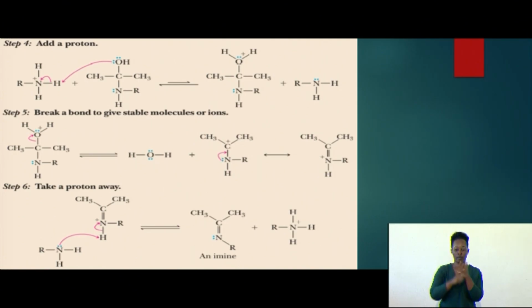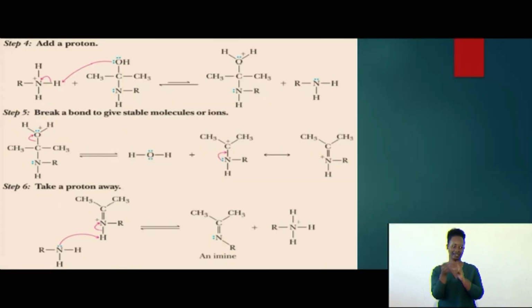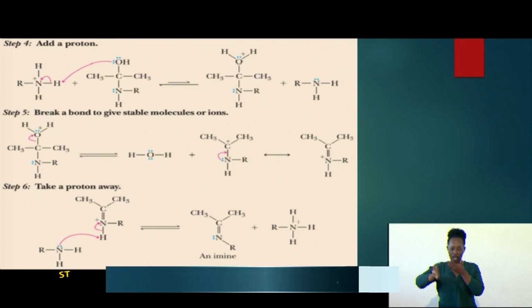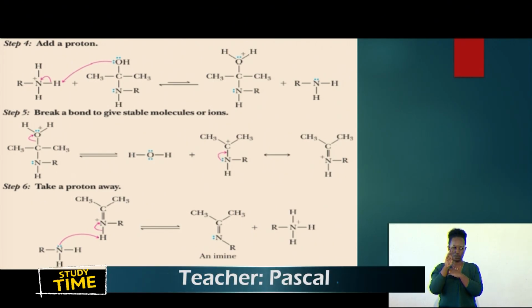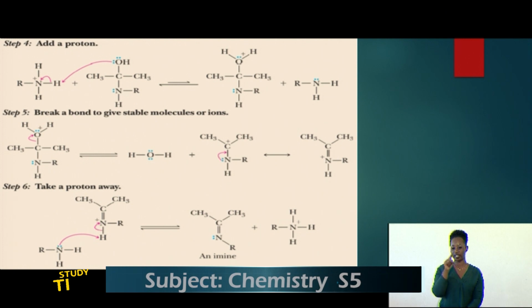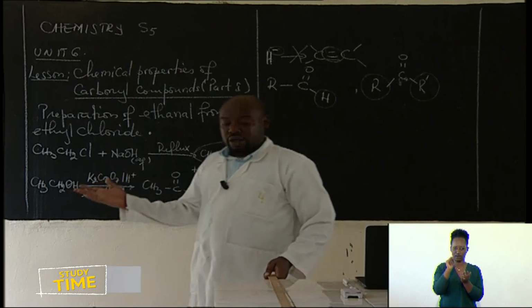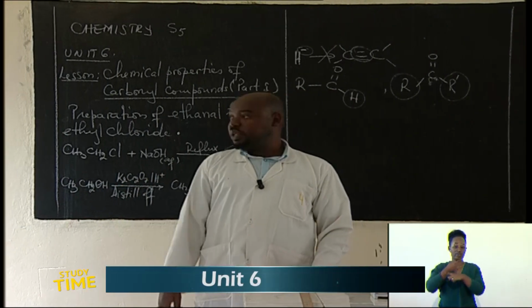What will be the reason why, in the last step, another molecule of the amine will take this hydrogen, it removes it, and then nitrogen takes its lone pair, giving us an amine and a positive ion? This is the final product of any condensation reaction. We have different compounds that can be used.